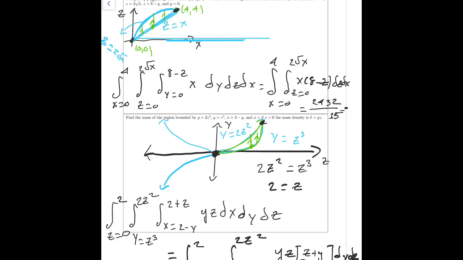The novelty of this problem is that we are interpreting the triple integral over a region as being the mass of that region if the function that we're integrating is the mass density.